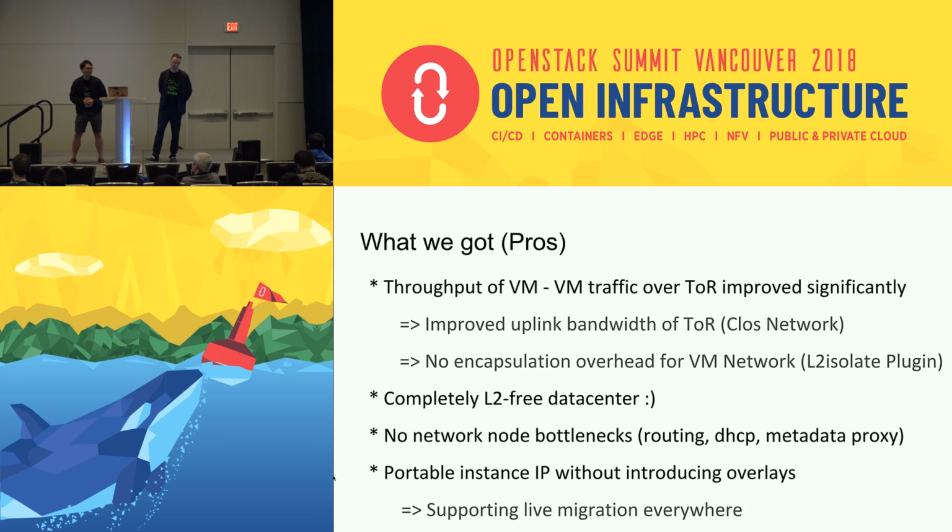The third thing is we don't need network nodes, thus avoiding the bottlenecks and points of failure. If you have any experience operating a shared network, you have some noisy neighbor issues with the networking service, but we don't need to worry about it with this deployment. The last one is portable instance IPs. So now we can live migrate everywhere inside the OpenStack cluster.